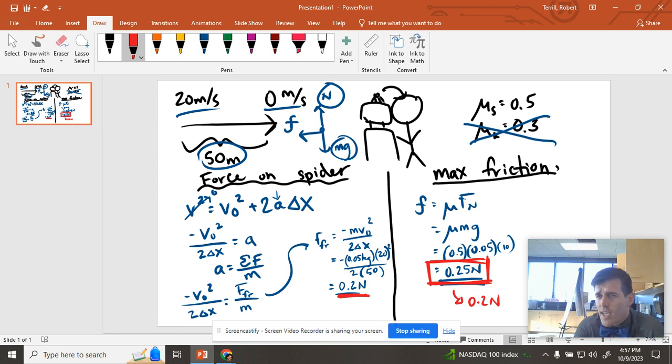And the story is, yes, the spider stays put. The available frictional force is up to 0.25. We only needed 0.2, so it stays there.